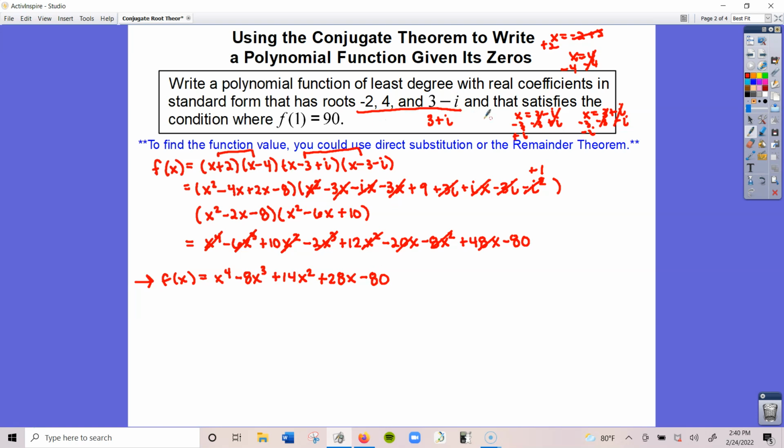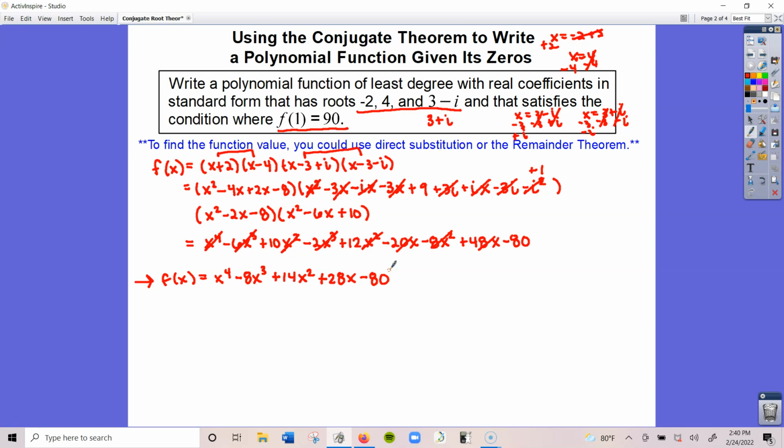Now the only additional thing is that here we want this polynomial to satisfy the condition that f of 1 is equal to 90. Now you can certainly plug in 1 into every x, or if you want to make it a little bit easier, I mean 1 is not that hard to plug in, but in the future, to find the function value, you can use direct substitution, which is what I just said.